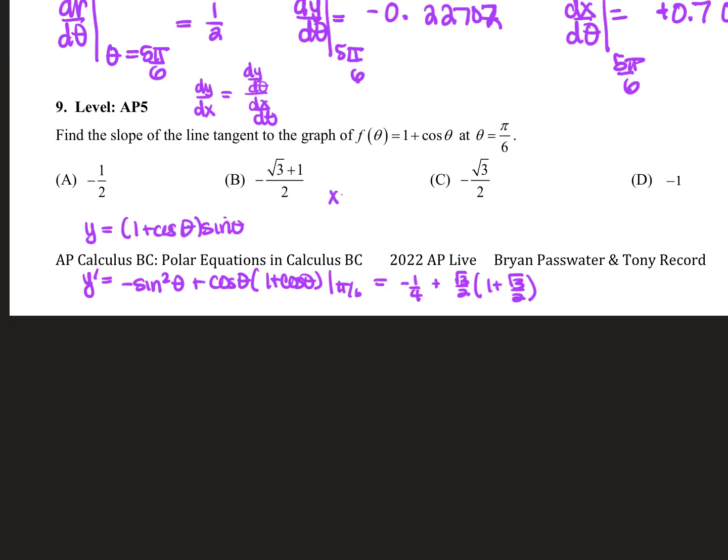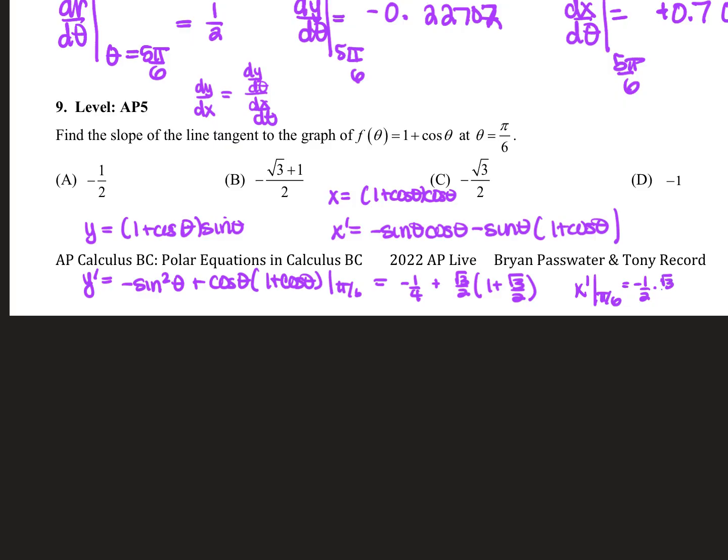Now we do the same thing with x. X is equal to r cosine theta. So x prime is equal to minus sine theta cosine theta. Derivative of the first, copy down the second, plus derivative of the second, copy down the first. And again, we're going to be evaluating this at pi over 6. And let's see, at pi over 6, you're going to have negative 1/2 times root 3 over 2, minus the sine of pi over 6, which is 1/2, and then 1 plus root 3 over 2. And as we go through and simplify that, I believe we get negative 1.